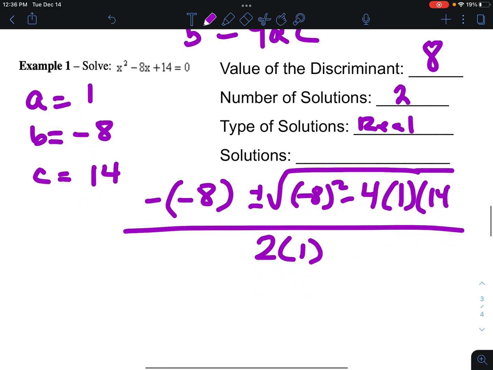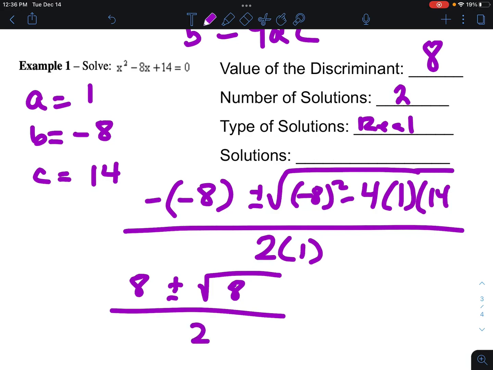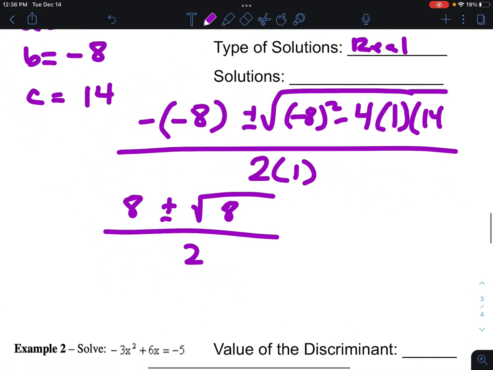And this is where we're going to simplify. Negative times a negative is a positive 8. And then we already found the discriminant was 56. Sorry, not 56, it was 8. All over 2a. Okay, so that's where we're at.